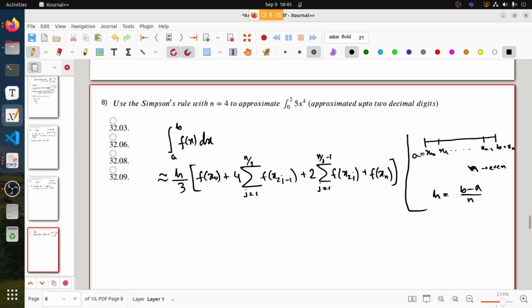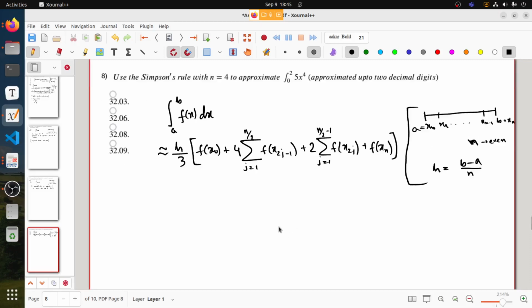So this is Simpson's rule, right? You have to use this to find the approximate value of this integral, the integral from 0 to 2 of 5x to the power 4. What is h here? Because b minus a is 2 minus 0, divided by n, which is 4, so it is half. So h by 3 will be 1 by 6.